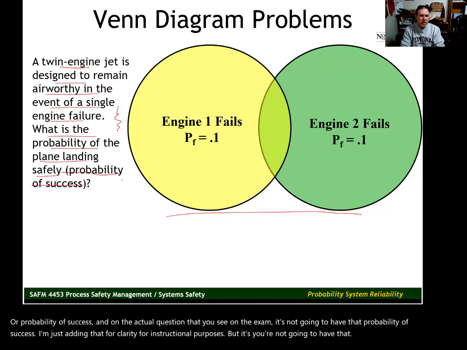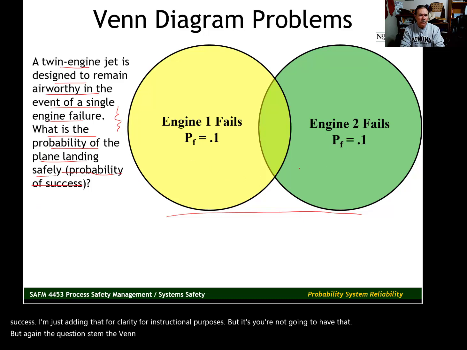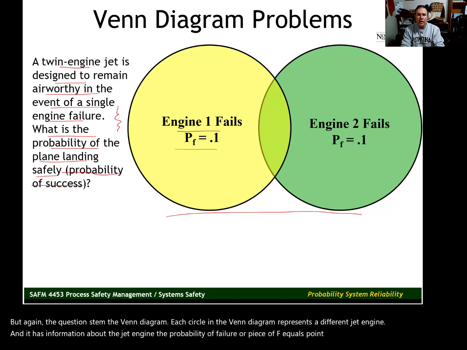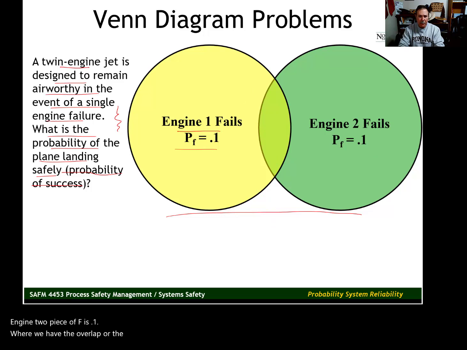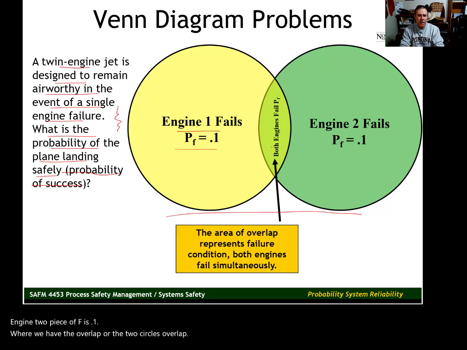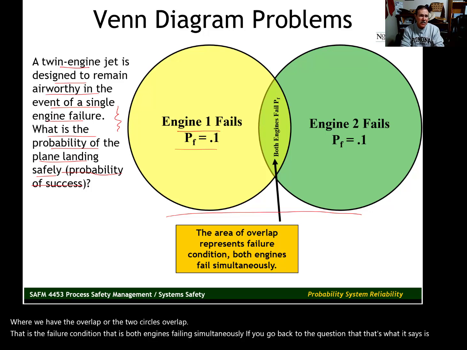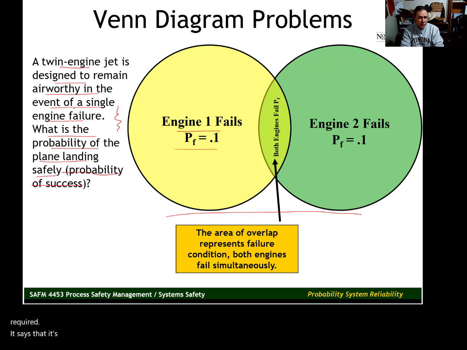Again, in the Venn diagram, each circle represents a different jet engine, and it has information about the jet engine. The probability of failure, or P sub F, equals 0.1 for engine 1. Engine 2, P sub F, is 0.1. Where the two circles overlap, that is the failure condition. That is both engines failing simultaneously. If you go back to the question, that's what it says is required. It's airworthy if one engine fails, but it's not airworthy if both engines fail.